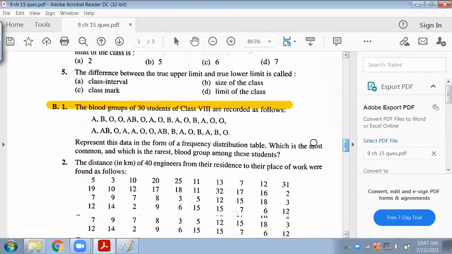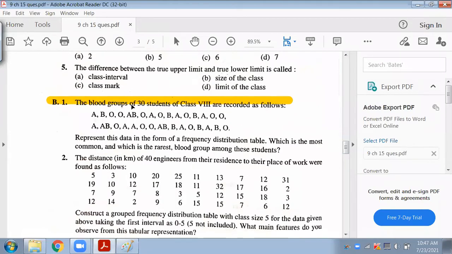Let's say B1. The blood groups of 30 students of class 8 are recorded as follows. Some are A, some are B, some are O, some are AB. Now, what you have to do is represent the data in the form of a frequency distribution table. After that, from the table itself, you are going to tell which is the most common and which is the rarest blood group among these students.